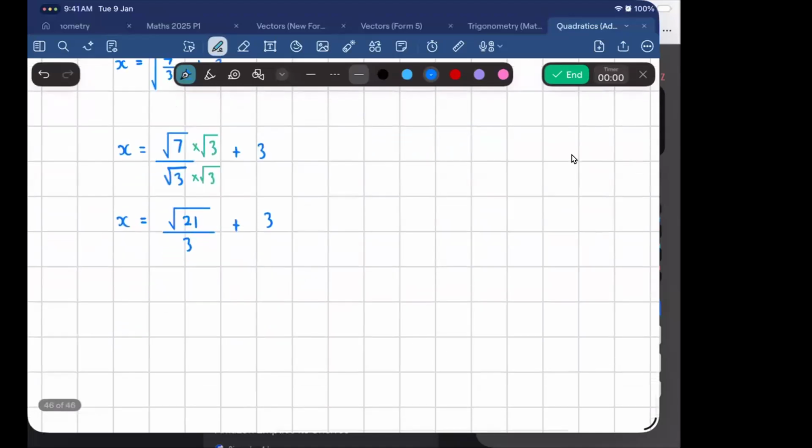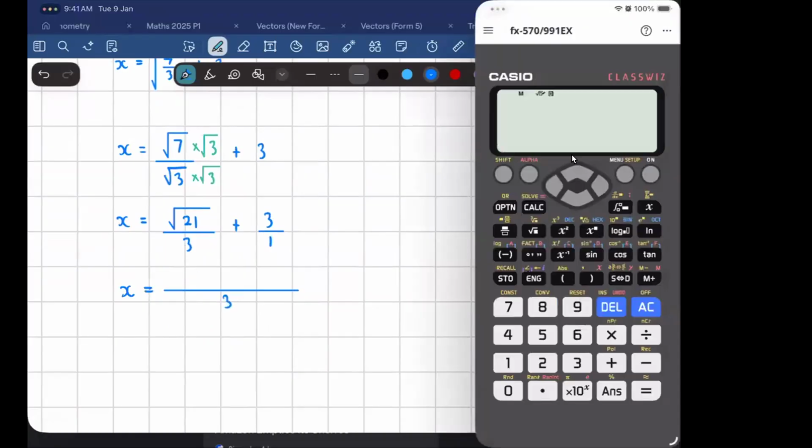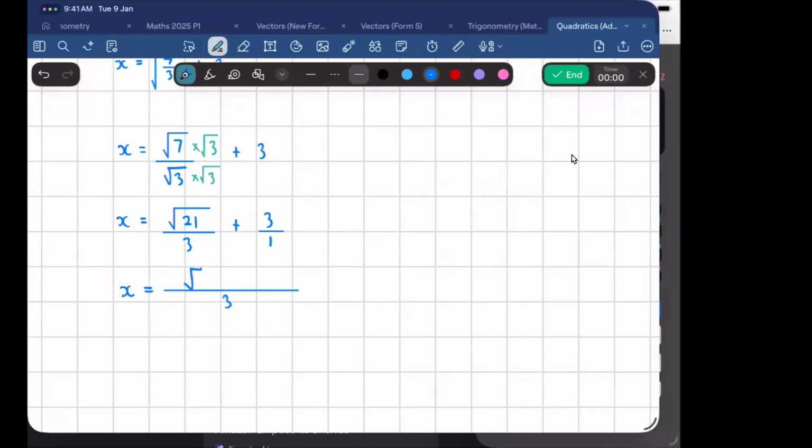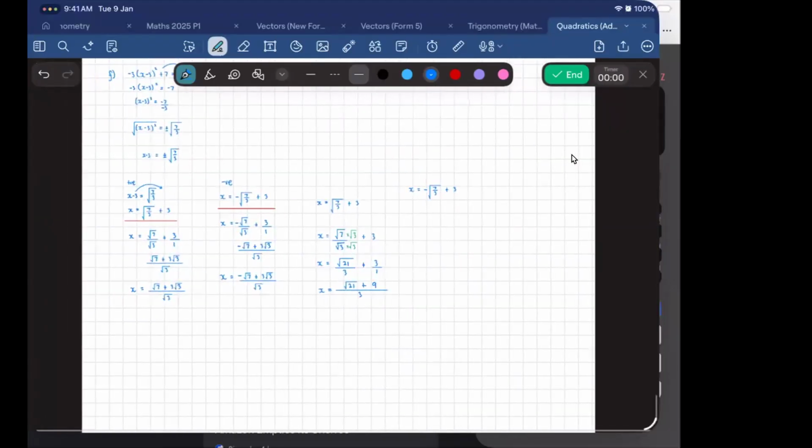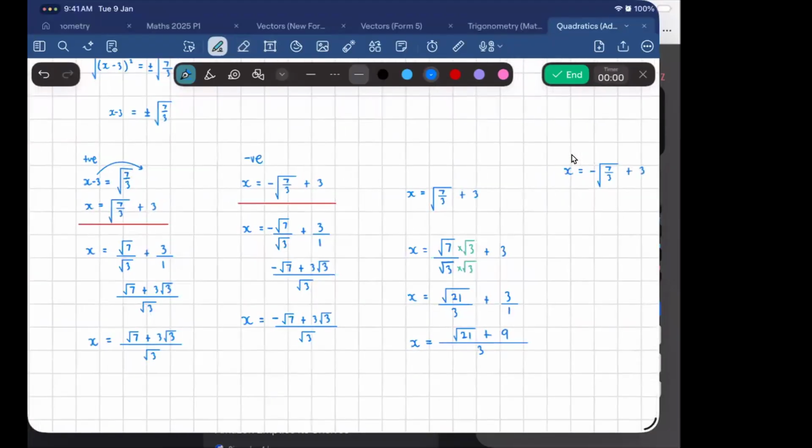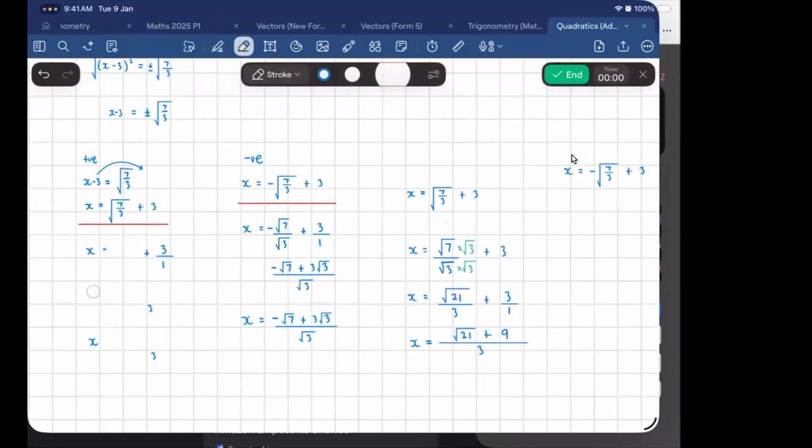Plus 3. And you'd find the LCM here. What will be the LCM here, Zachary? So 3 into 3 is 1. You're going up with root 21. Right? 1 into 3 is 3. 3 by 3 is 9. So that's the better answer to put, because you'll have to rationalize this. Yeah. Okay.